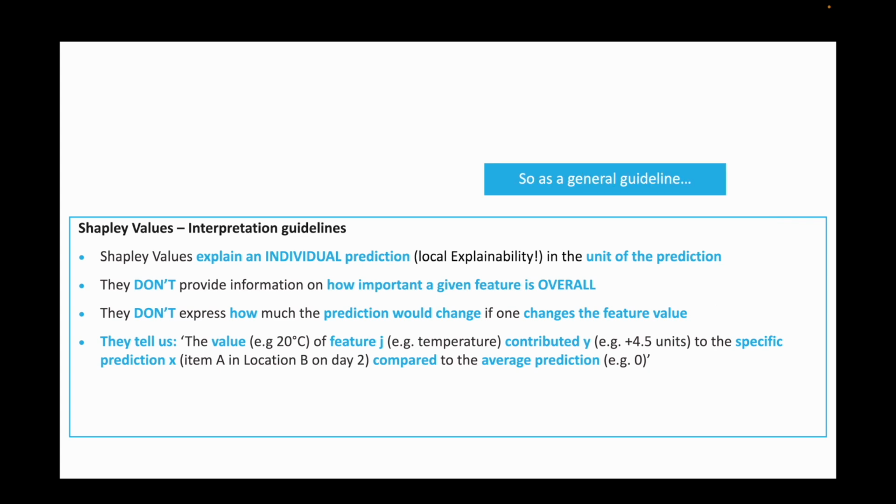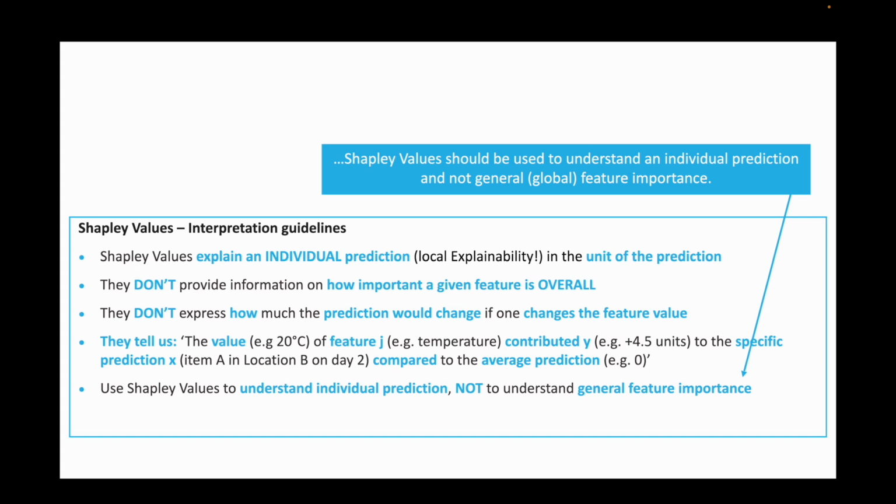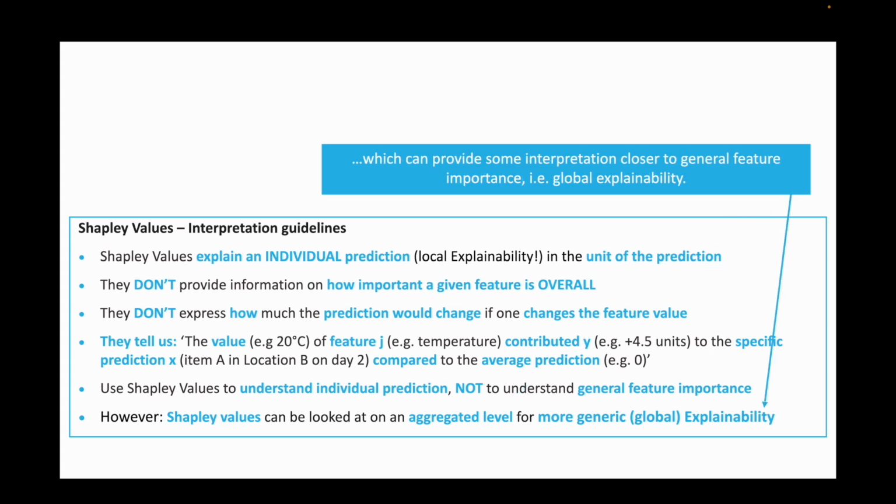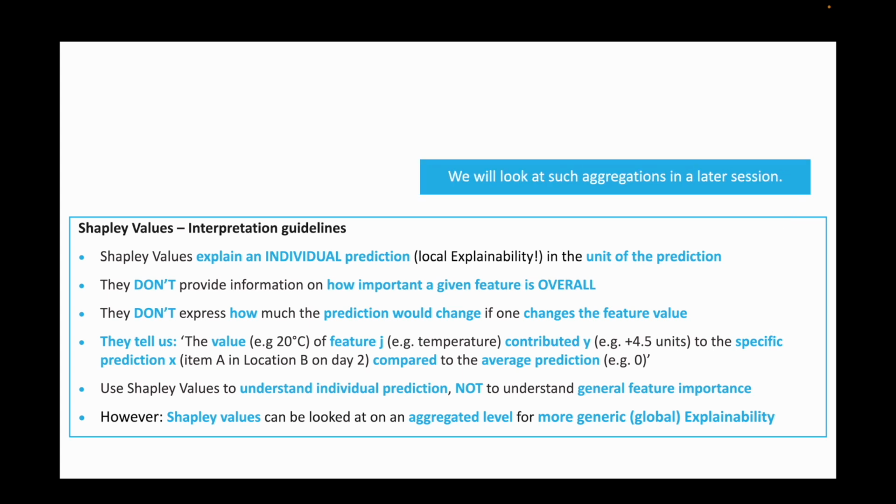So as a general guideline, Shapley values should be used to understand an individual prediction and not general or global feature importance. However, there are some ways to look at Shapley values on an aggregated level over many different predictions, which can provide some interpretation that is closer to general feature importance, that is, global explainability. We will look at such aggregations in a later session.